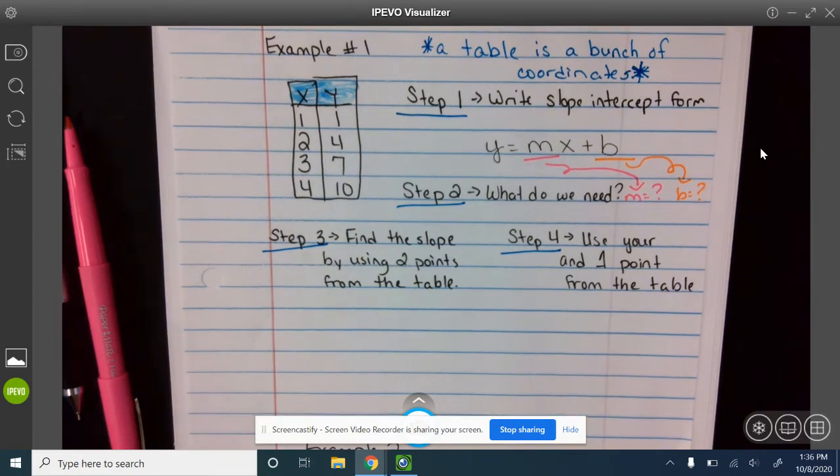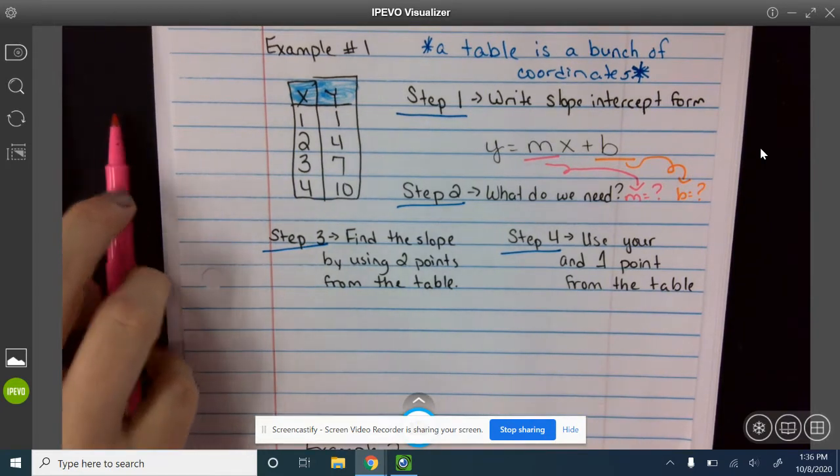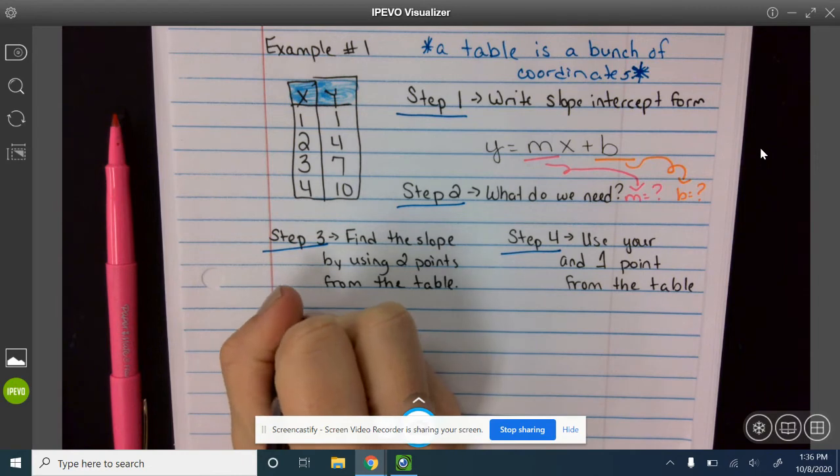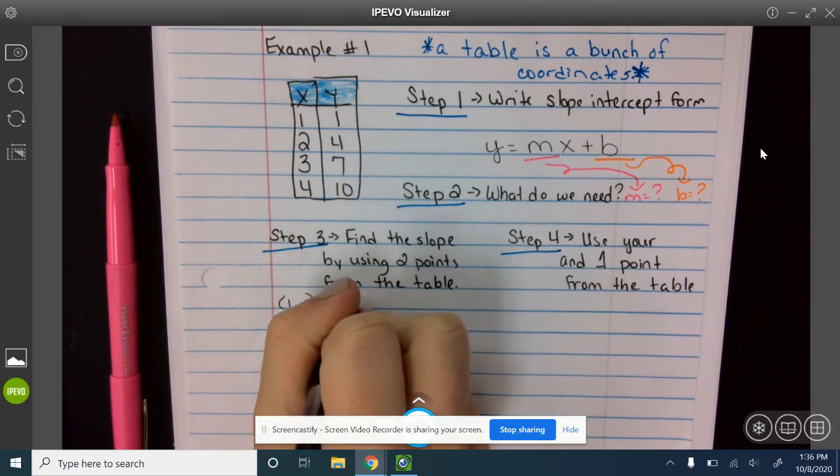And I will work this out 2 ways for you. It does not matter which 2 points you pick. Biggest thing, when I pick points, I usually pick the smallest ones that are completely positive. If there's one that has a 0, I sometimes pick it, and I try to avoid my negatives if I can. So I'm going to use 1, 1, and 2, 4.